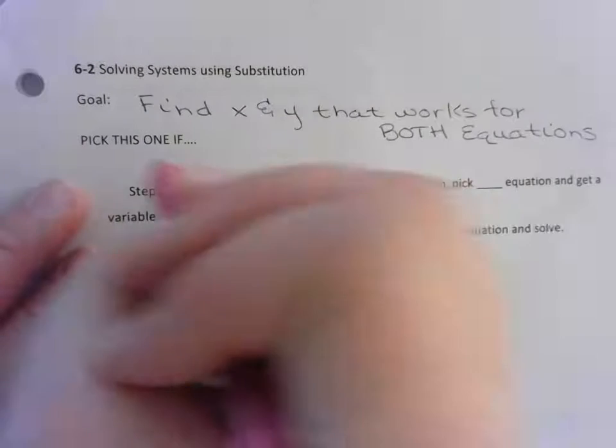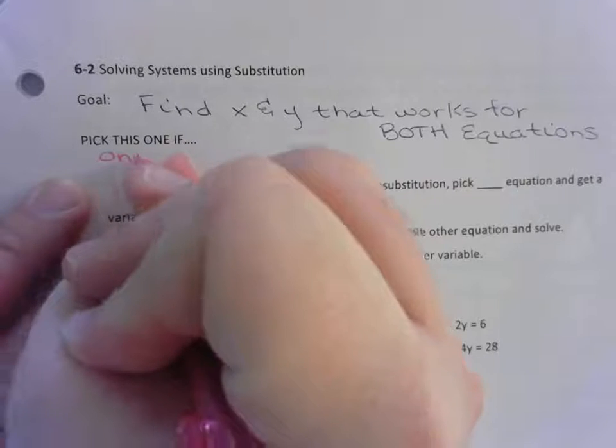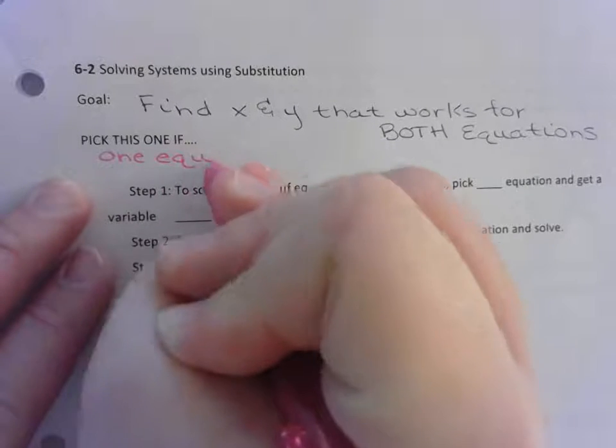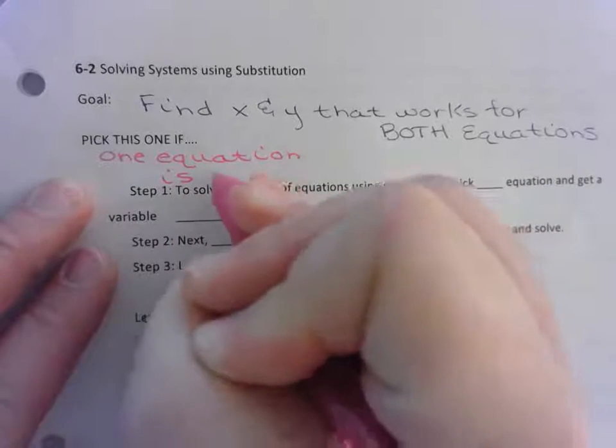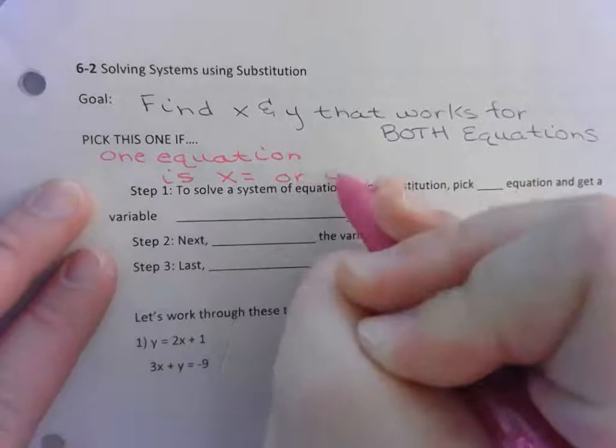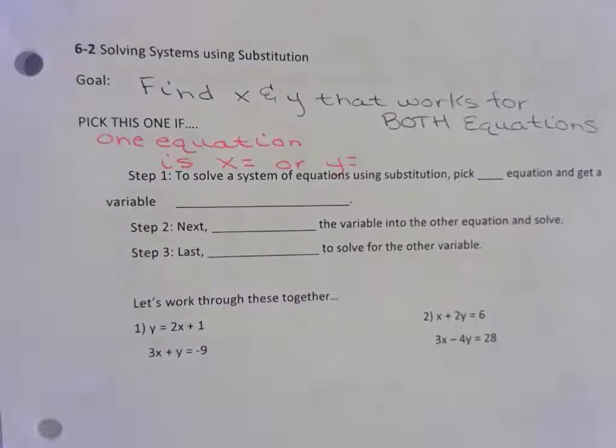Substitution, you are going to pick this one if one equation is x equals or y equals. You're gonna have to choose between the two types, substitution and elimination, which we'll get to Thursday and Friday. But substitution you will choose if you have one equation that is x equals or y equals, or it's easy to do that. And we'll talk about that in a second. So with substitution, we are looking for an equation.